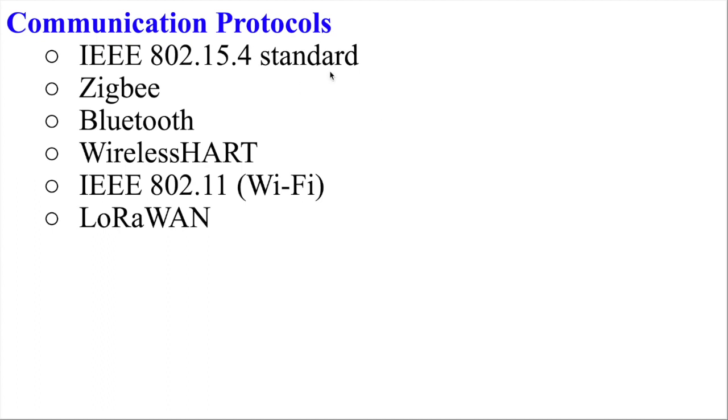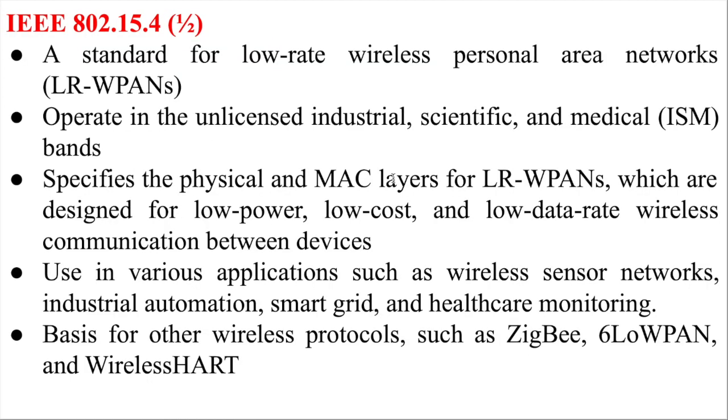Now we continue with communication protocols. Wireless sensor networks support various communication protocols, as we have already seen. Very well known is the IEEE 802.15.4 standard. So this is not only a communication protocol, this is a standard, and the communication protocol is based on that standard. This standard is designed for low rate wireless personal area networks. That means you need to transmit very limited data, and your personal area network is there.